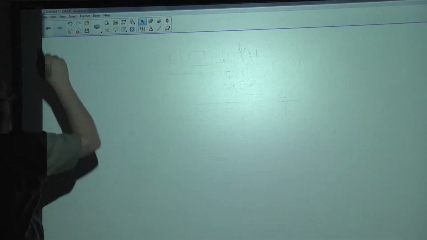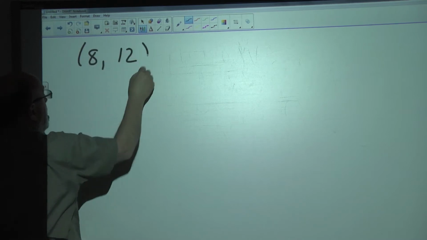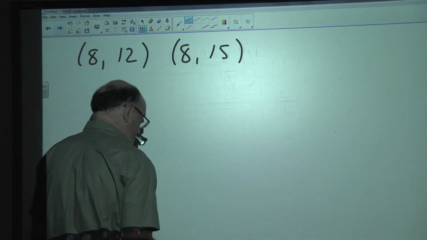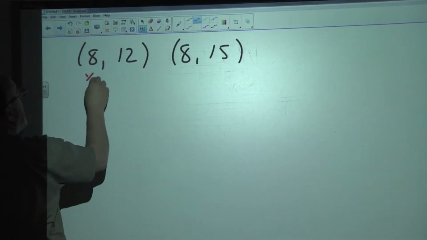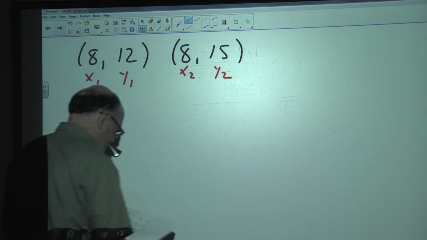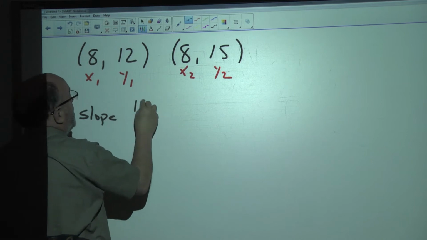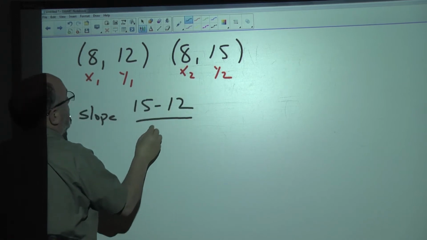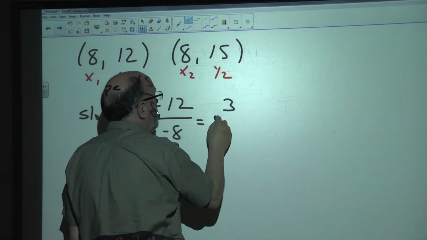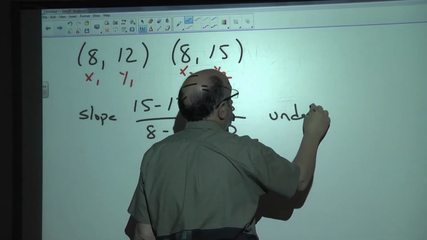Now, another example. Let's say we have the point 8, 12, and the point 8, 15. Again, if we do the same thing, call this x1, y1, x2, y2, now our slope is going to be 15 minus 12 over 8 minus 8. This is going to give us 3 over 0. But you cannot divide by 0, and so this is undefined.